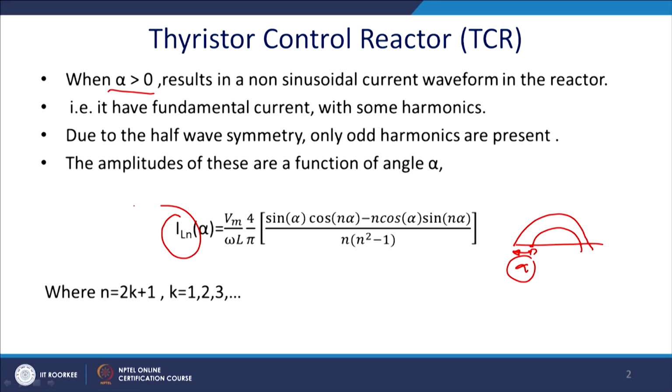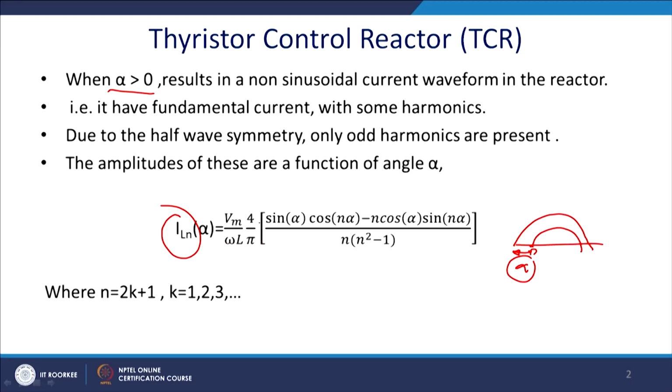and we know that due to the half wave symmetry only the odd harmonics are present, and we require to consider the lower order higher strength harmonics, because the power system itself is a low pass filter. We do not bother about the higher order harmonics, but lower order harmonics may pose a threat to the power quality.